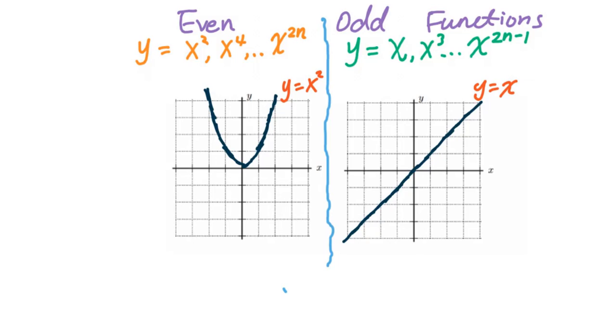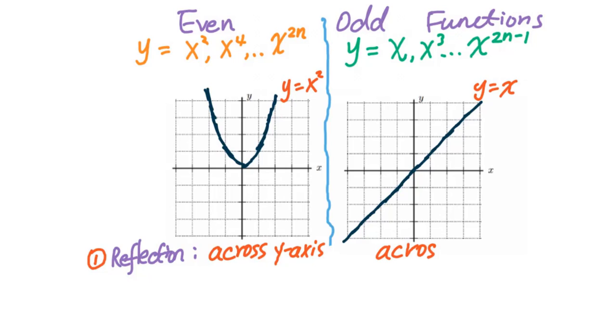On the graphs, I plotted two functions here, y equals x squared and y equals x. I will use these two functions to explore the properties of even and odd functions. First of all, look at these two graphs. For y equals x squared, this graph reflects across the y-axis. For y equals x, it's reflected across the origin.